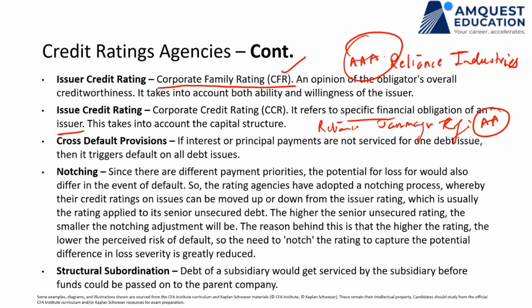Then there is a concept of notching. What is notching? Notching is taking the rating higher or lower, right? So notching basically says, let's say a company gets a rating of A. Now they want to make it double A. What is the possible solution? They want to increase their credit rating from A to double A.